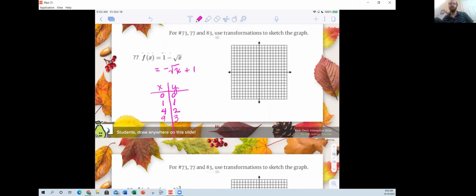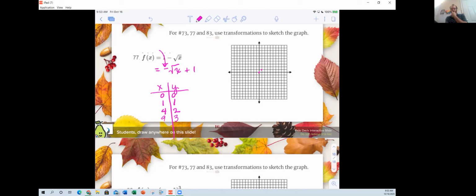Now this minus, what does that tell us to do? Flip, right, over what? X-axis. Flip over the x-axis, right. And it's important that when you're saying a reflection or a flip, make sure you say the axis, because otherwise we don't know.